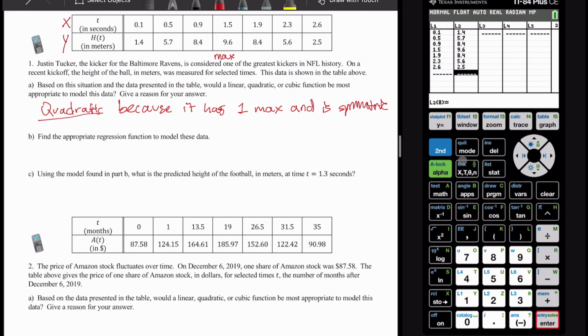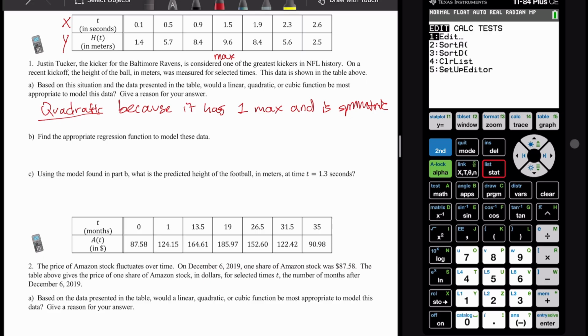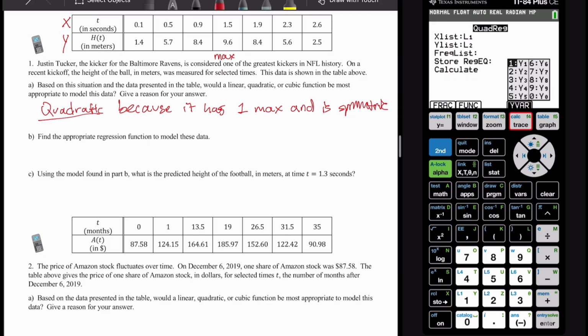Alright, now that we have entered all the values, we want to go back to alpha stat, and now go to the calc tab, next to edit, and then go down into what we're trying to use. We said that it is a quadratic function, so we're going to go with number 5, which is quadratic regression. Click enter, and then we want to go down to the fourth row, which is store regression equation, and then click alpha trace to get Y, and we're just going to put Y1, and then go down so you can calculate this equation or function.